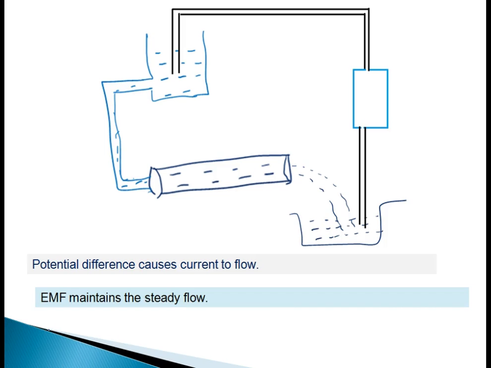Like this. So now it is clear, potential difference causes current to flow. If there is no potential difference across two ends of the circuit, current cannot flow. And what is EMF? EMF maintains the steady flow. Now I think all of you can differentiate, concept wise, the difference between potential difference and EMF.